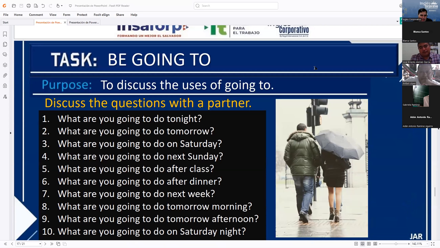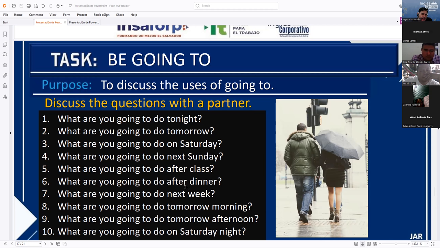Now we change topic. Be going to. The purpose is to discuss the uses of going to. Discuss the questions with a partner. What are you going to do tonight? What are you going to do tomorrow? What are you going to do next Saturday? What are you going to do next Sunday?